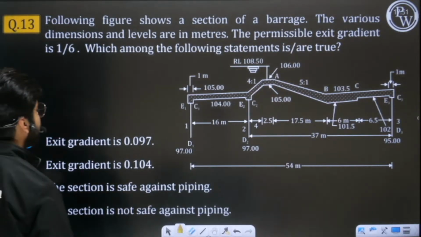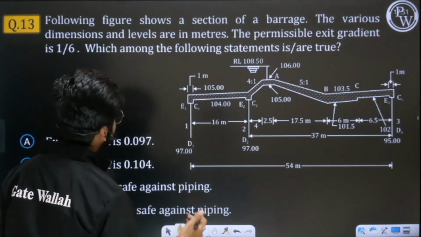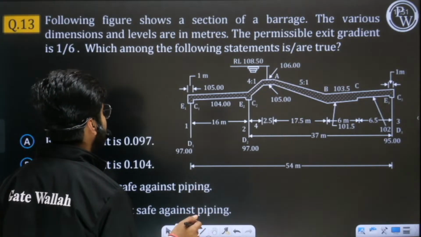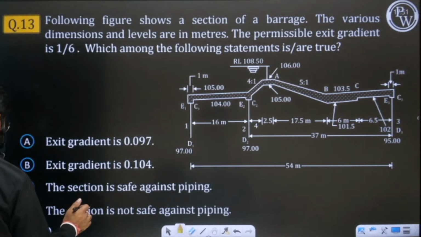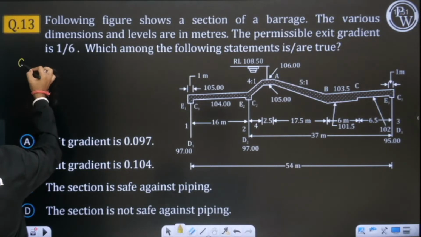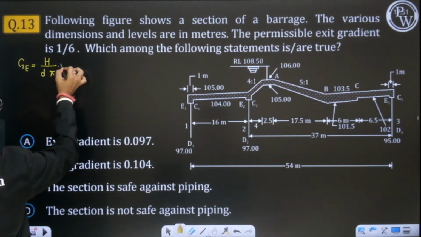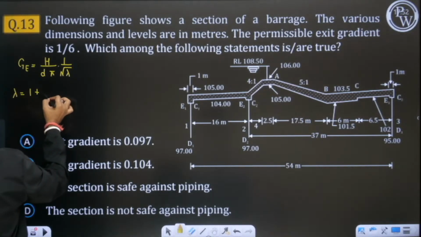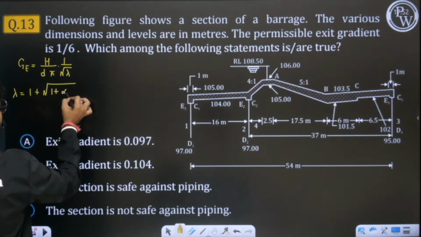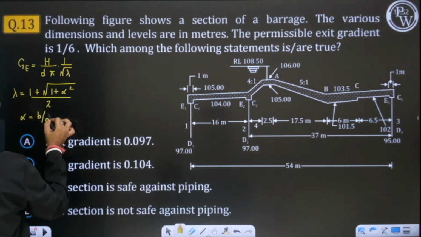Now we'll move on to question number 13. Here we have a section of a barrage. Various dimensions are given, and we have to find the permissible exit gradient. Exit gradient is easy to find because we have a formula: exit gradient equals H by d, times 1 by pi root lambda, where lambda is (1 plus root of 1 plus alpha square) by 2, and alpha is b by d.